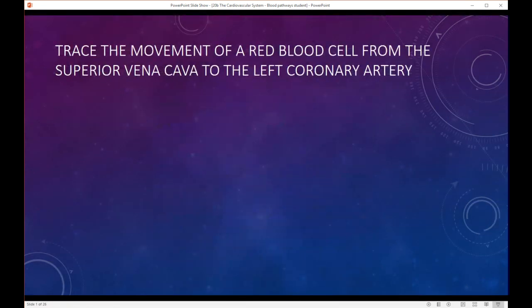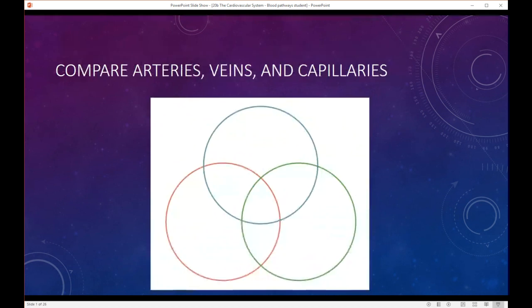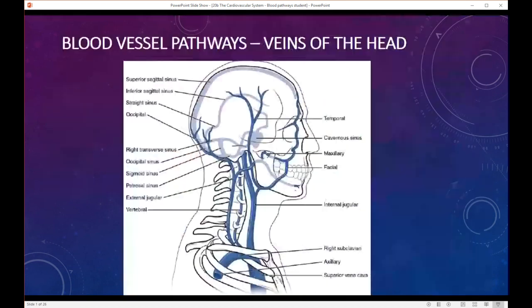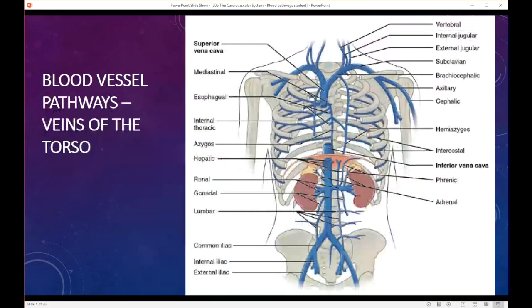And so what I would like you to do, you're actually going to be doing these paths. So you're going to trace the movement of a red blood cell from the superior vena cava to the left coronary artery. So what would that mean, right? If we're going to be coming through the superior vena cava, okay, we're going to be coming back into the heart. And that means that we have to go through our heart pathways, which you would have gotten, I think, 2 lectures ago.